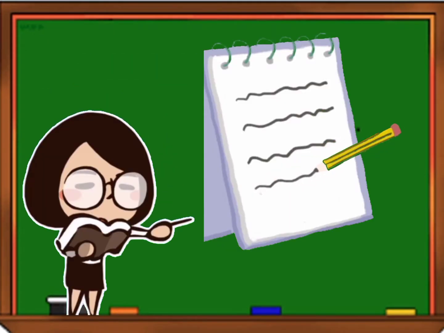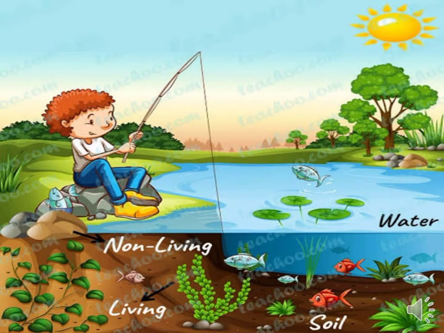Now this time, let's try to see the following pictures. What can you see in the picture? Very good. That is an ecosystem. An ecosystem is a community or group of living organisms that live in and interact with each other in a specific environment, or the interaction between the living things and non-living things.